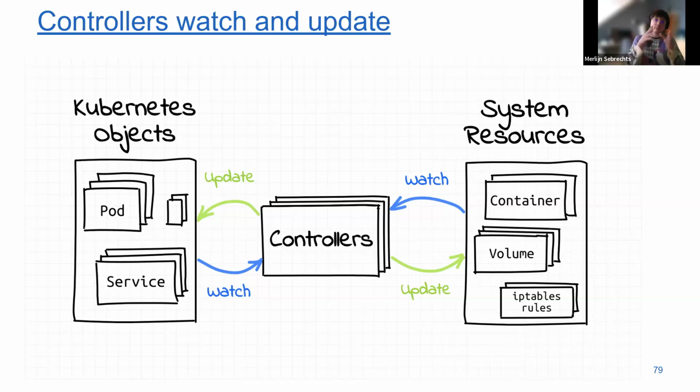When you create a pod or a service inside of Kubernetes, inside of the Kubernetes control plane, there's a controller that watches the Kubernetes API and gets a notification every single time a pod specification gets created or gets updated. And then it checks the pod specification, that's the desired state, and then it updates other system resources like containers, like volumes, like IP tables rules. It changes these system resources in order to get the actual state into the desired state.